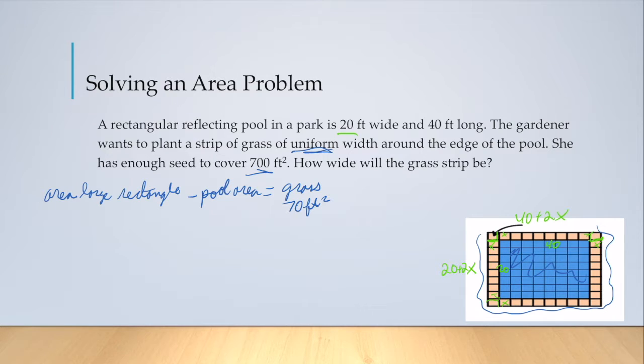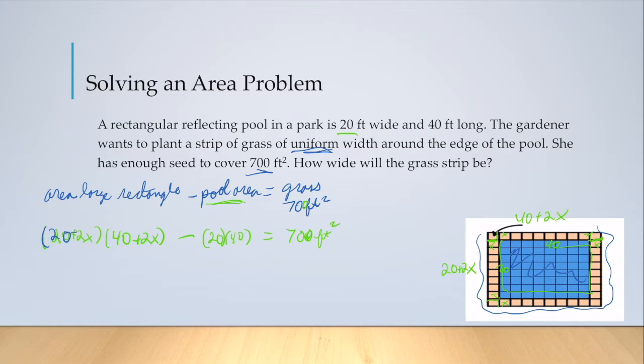If I was to multiply these together, I would find the area of the large rectangle. So the area of the large rectangle is 20 plus 2x times 40 plus 2x. I'm going to subtract out the pool area, which is just this area, which would be 20 times 40, equals 700. I've got 700, and only wrote 70 feet squared. So let's go ahead and write this in a better color.